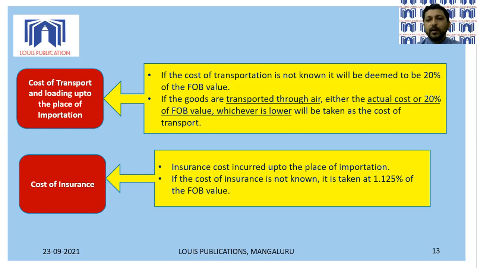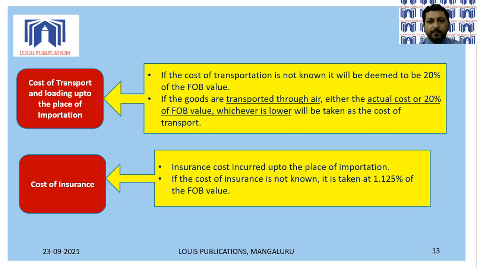Now we'll be looking at the format of computation of assessable value. But before that, once again, a very, very important point. Cost of transportation and loading till the place of importation. Cost of insurance till the place of importation only. Very important point. This insurance may be taken either from a foreign company or an Indian company. You might have paid in foreign currency or in Indian currency. That will form a part of assessable value.